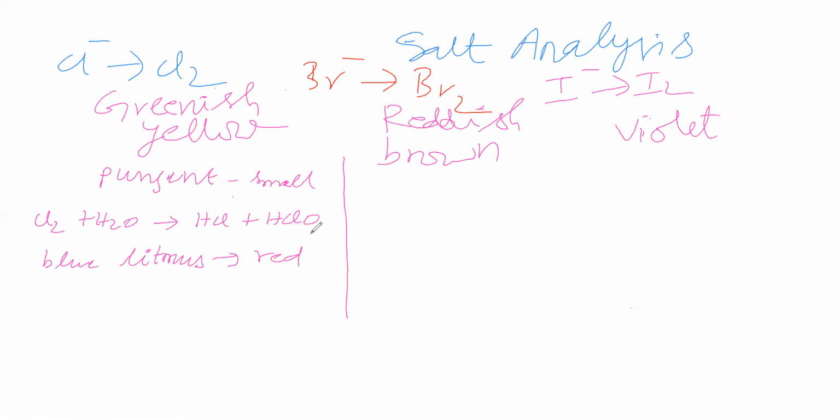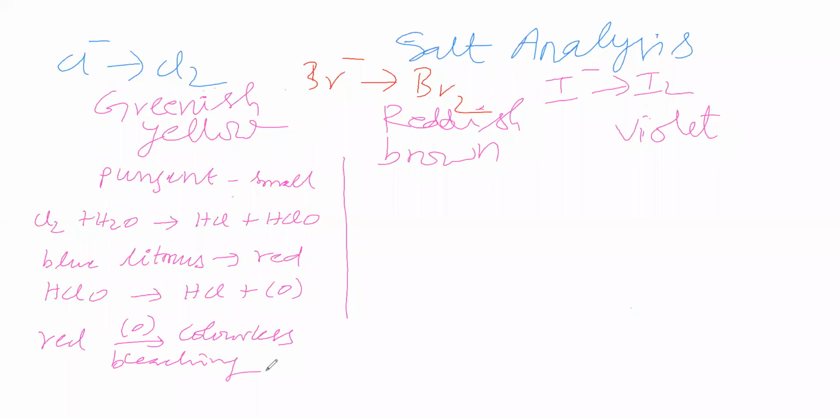Now HClO is hypochlorous acid. HClO easily decomposes to give HCl and nascent oxygen. Due to nascent oxygen, this red litmus becomes colorless. It is called bleaching.